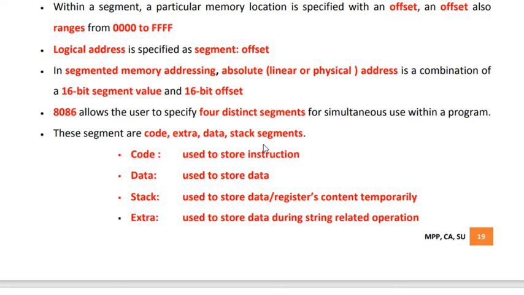So, 8086 microprocessor allows the user to specify four distinct segments for simultaneous use within a program. And as we have learned that each segment is of 64 kilobyte, so in case of 8086, a program can at the max address up to 256 kilobytes of memory.